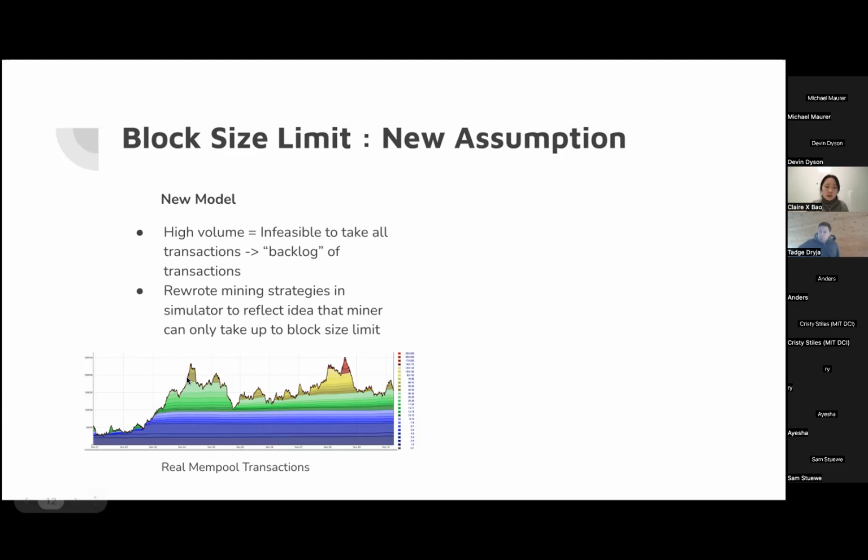And this is a graph of the real mempool transactions. Ignore the colors for now, we'll touch on that later. But as you can see, the peaks are a lot higher than previously, and it's infeasible for us to take all of these transactions and put them in a block.